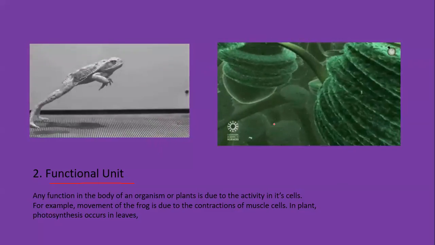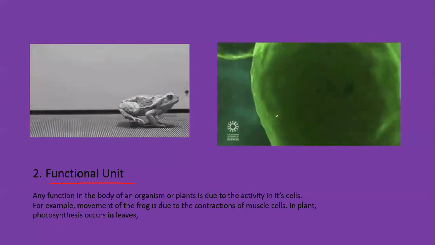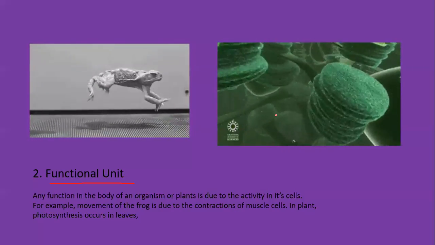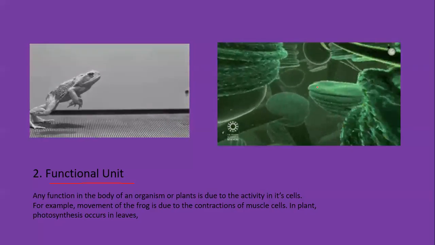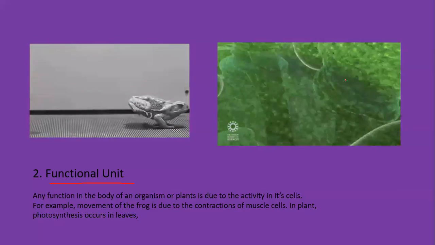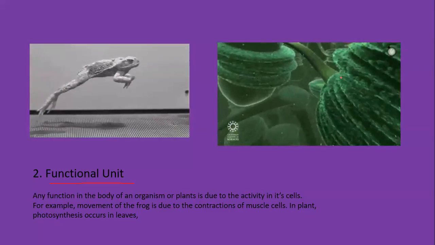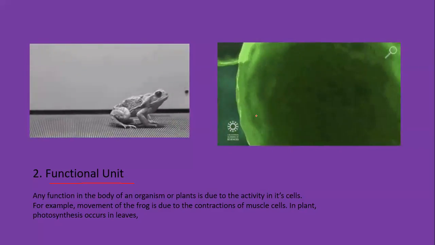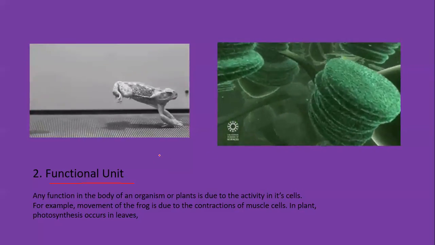Why? Because any function in the body of an organism or plant is due to the activity of a cell. Plants need sunlight, carbon dioxide and water to form glucose, which is their food, their energy. So how is sunlight going inside? They are trapping it. See, there is an exchange of sunlight going on, then a constant movement of all these things from one to the other. These are all happening because there is some activity going on in the cells.